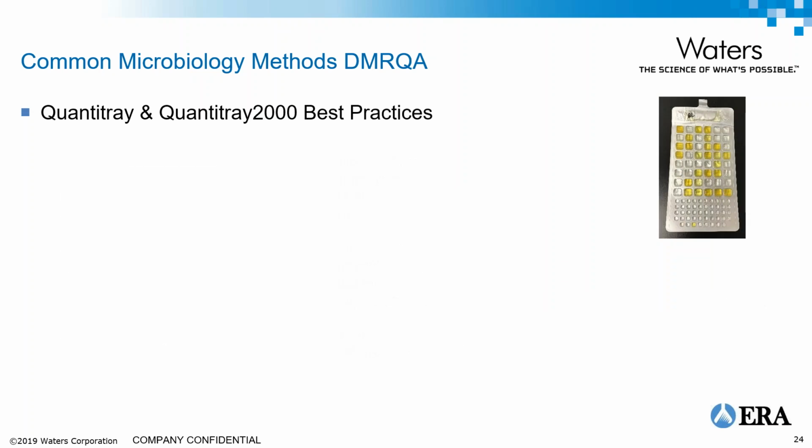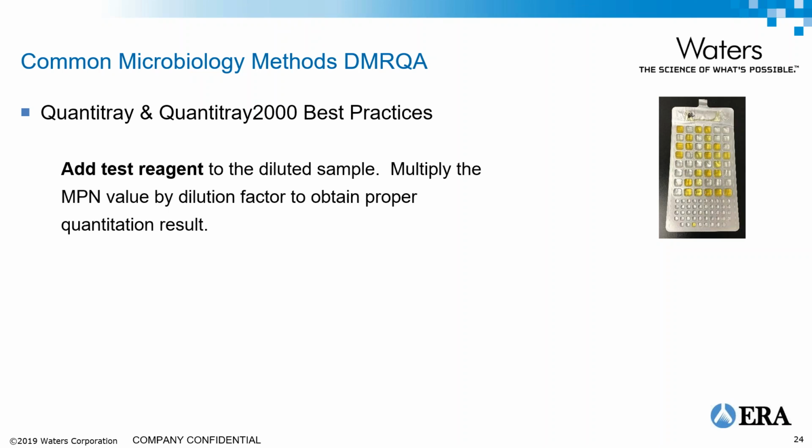Other issues related to Quantatray. Add the test reagent to the diluted sample. Don't add the test reagent to the sample and then do dilutions. The whole MPN test is based on a certain concentration of the color alert reagent, so you need to make sure that you follow that. Also, don't forget to incorporate any dilution factor into your MPN value.